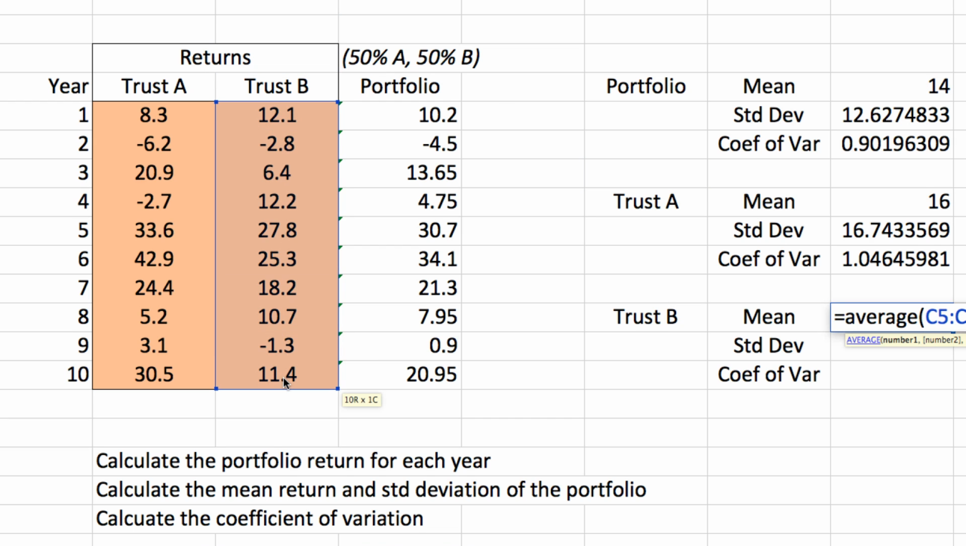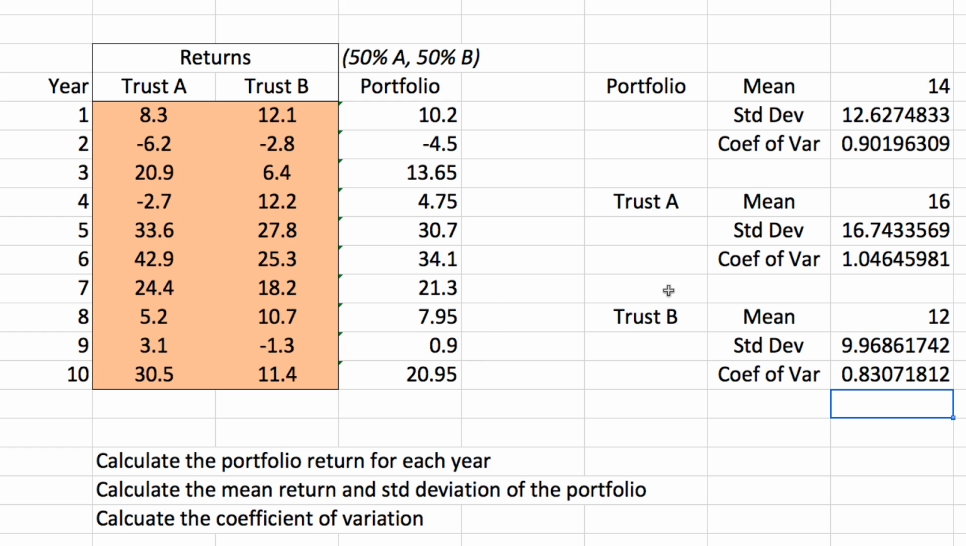So allow me to just type some of this stuff in. Standard deviation for Trust B, and the coefficient of variation for Trust B is that standard dev divided by the mean. Okay, so the mean of the portfolio is 14. So that's percent return, presumably. The mean for Trust A was 16, so it was higher. And the mean for Trust B was 12 with the lower standard deviation.